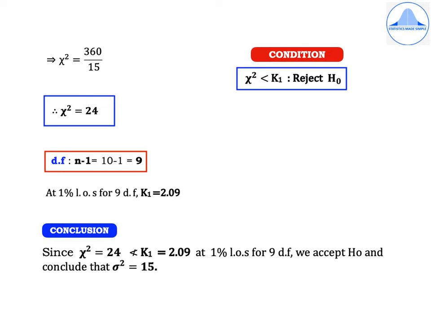So the degrees of freedom are n minus 1, which is equal to 10 minus 1 equal to 9. At 1% level of significance for 9 degrees of freedom, K1 is 2.09. Conclusion: since chi-square is 24, which is not less than K1 equal to 2.09, at 1% level of significance for 9 degrees of freedom, we accept H0 and conclude that sigma square is equal to 15.